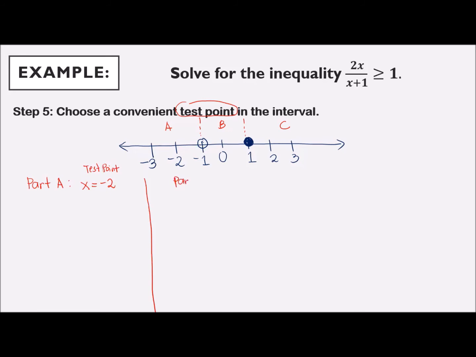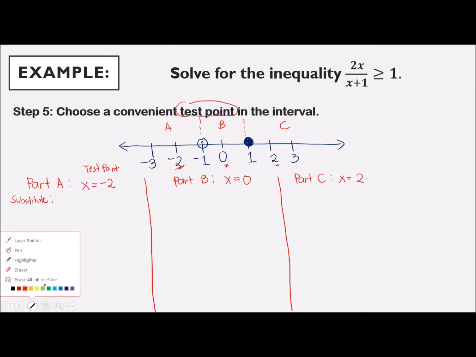Ngayon, sa part B, syempre, kunin na natin yung 0. So, yan yung test point natin. And then, yung part C, yung mas mababa na ang kunin natin. So, that is 2. Kumbaga, ang mga test points natin is itong negative 2, 0, and 2. Okay? So, with that test point, we're going to substitute. So, substitute na po tayo.